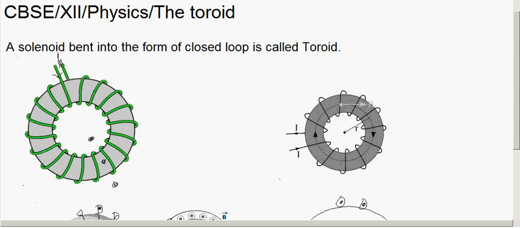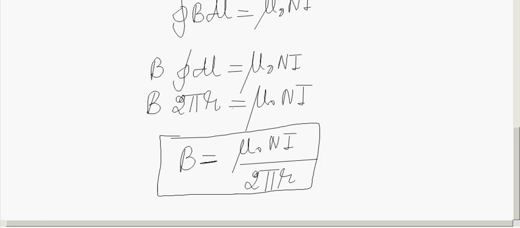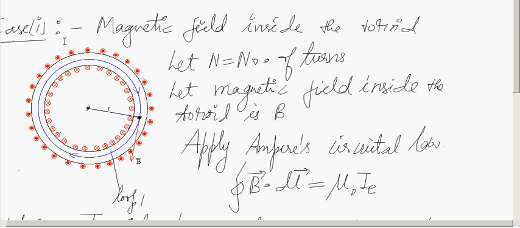So I have told you how to mark the current directions when you take a cross section. The current which we feel like going into the plane of the paper, all are marked as cross, and the current which is coming out are dot currents. Now we took up the first case, that is case 1, finding out the magnetic field inside the toroid. So consider any point which is inside the toroid. Let the magnetic field at this point be B. Now you have to use the right hand thumb rule to find out the direction. Now let us say this point is at a distance r from the center of the toroid.